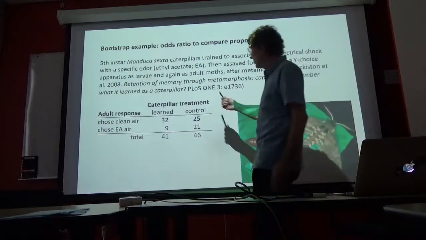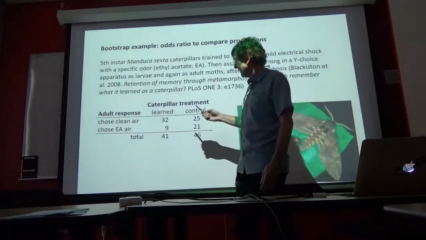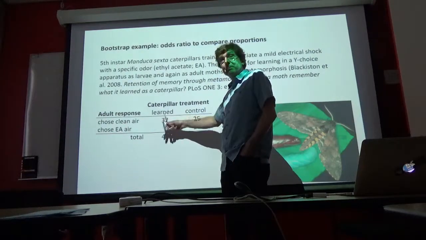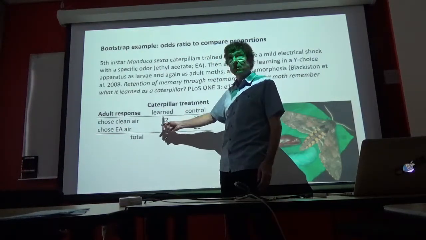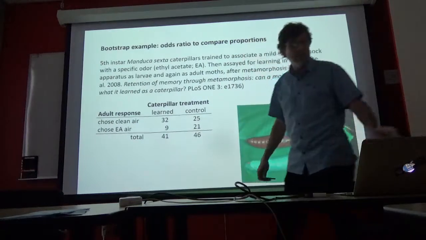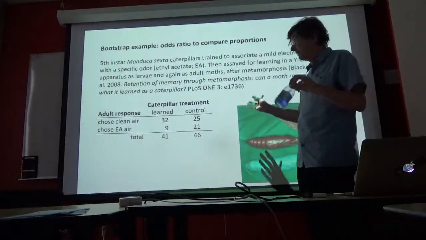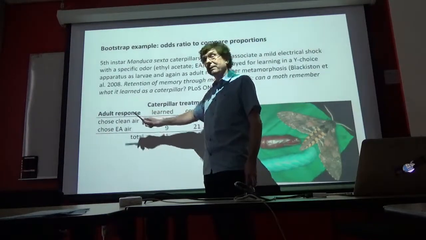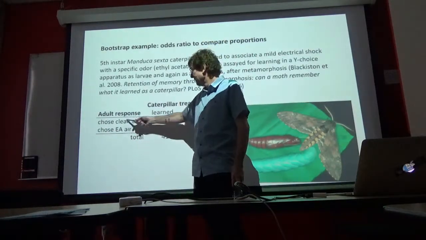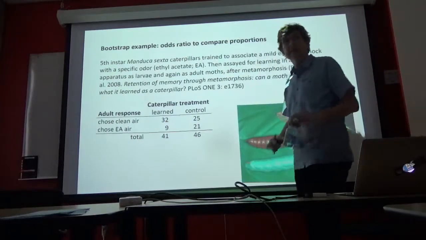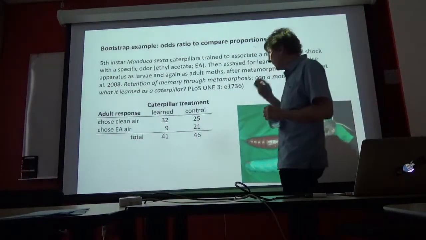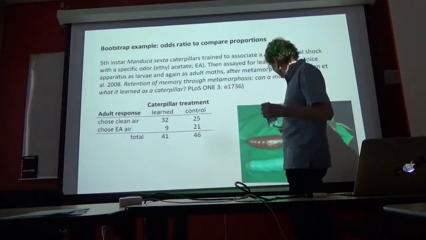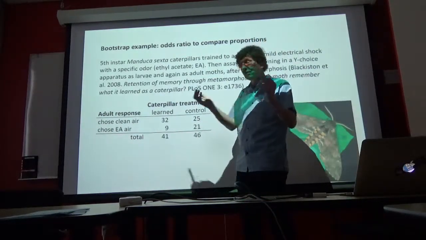Okay, so here are the data. The two treatments are a caterpillar treatment, the group of caterpillars that had learned, and a group of caterpillars that had not learned. They put them in a Y tube. And the measurement that they took was the response of the adult. They chose the clean air, and they chose the ethyl acetate air. So they train the caterpillars, wait for them to pupate, emerge as adults. They test the adults in a Y tube.